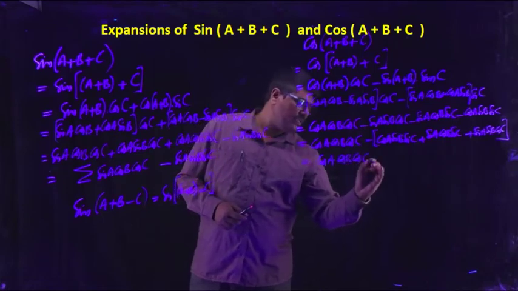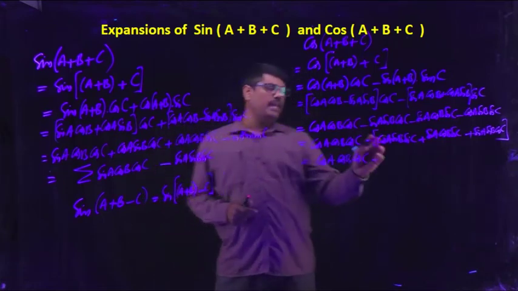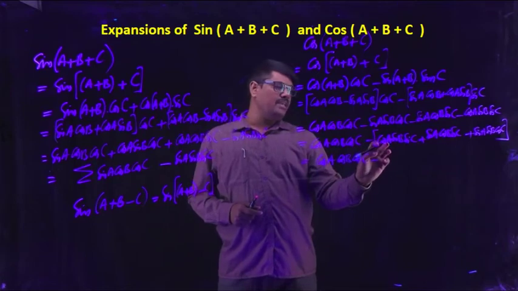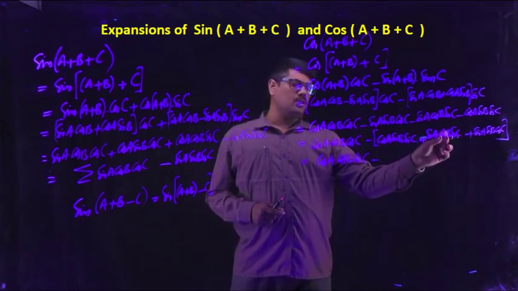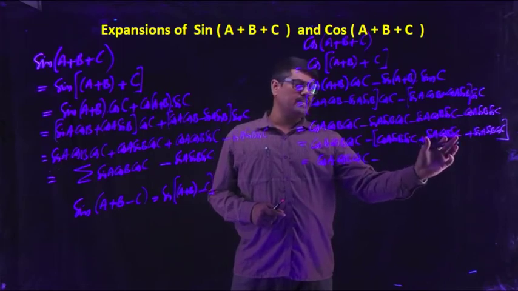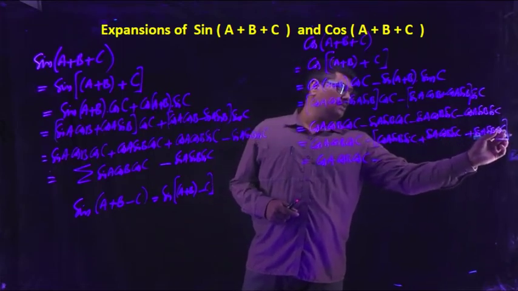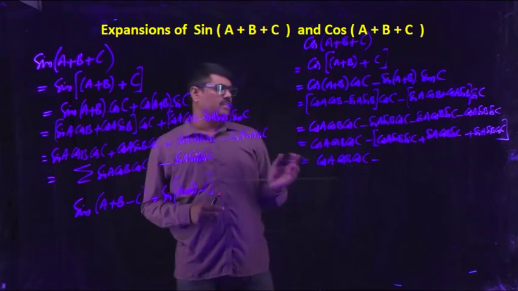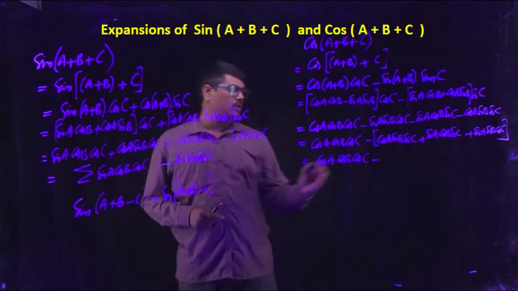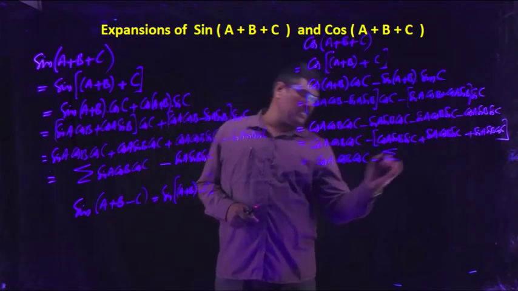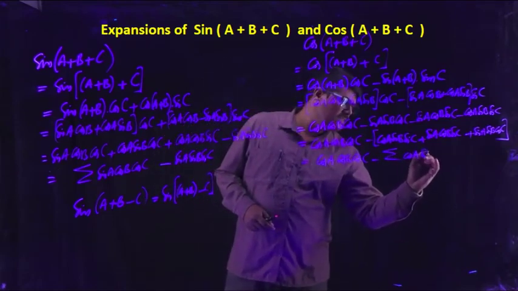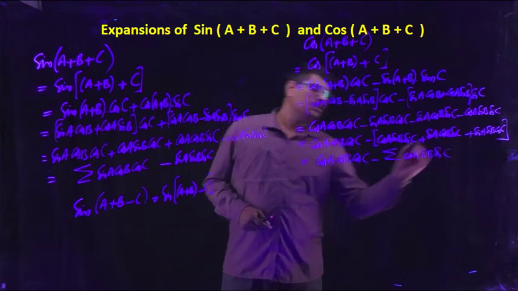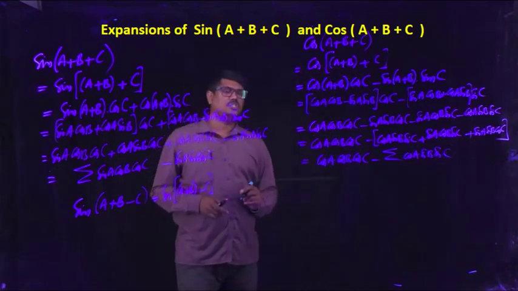Again you can observe the variation here. In the first term, angle A is for cos and the remaining 2 are sines. In the second one, angle B is for cos and the remaining 2 are sine values. And in the third one, angle C is the cosine value and the remaining 2 are sine. You can represent it in sigma notation, which is sigma cos A sin B sin C. So you can remember that one like that also.